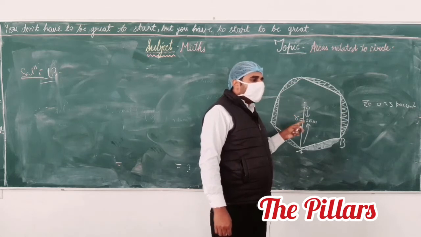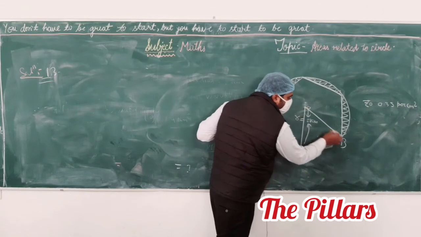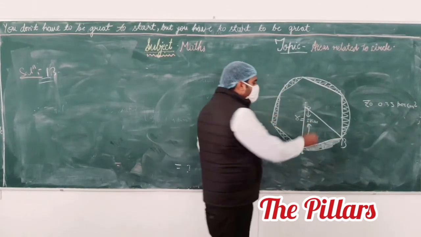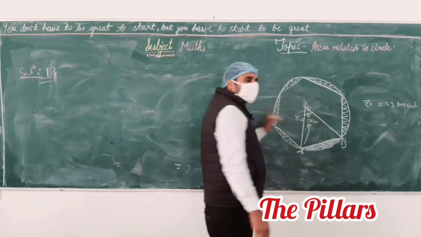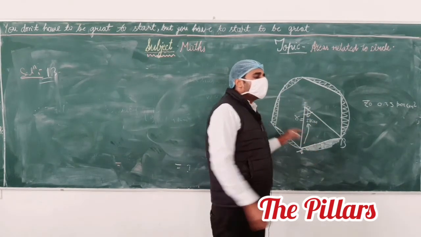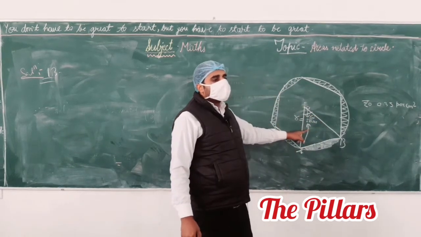6 designs. It means how many sector areas? Suppose I have to plot only one sector area. This is 1, 2, 3, 4, 5, 6. It means this theta equals what? Total angle 360 degrees divided by 6. It means the central angle is 60 degrees. So the value of theta is 60 degrees.